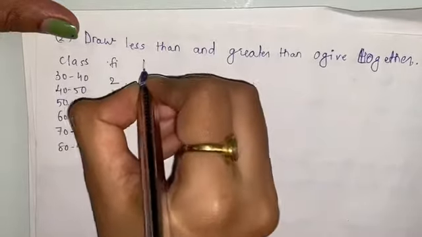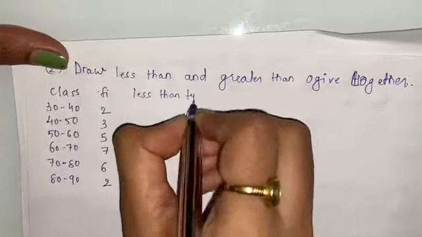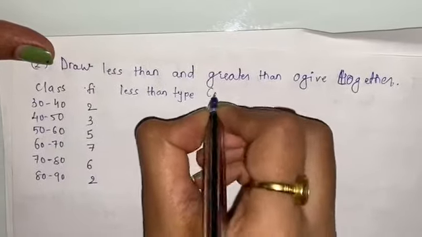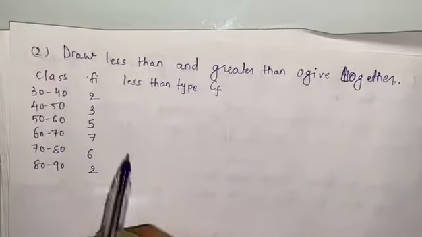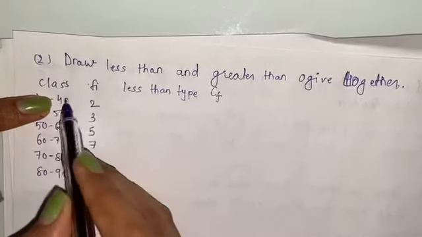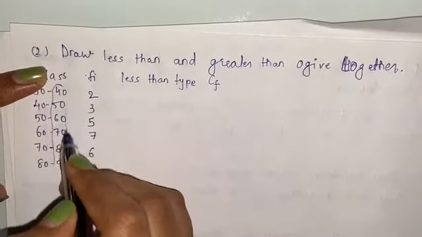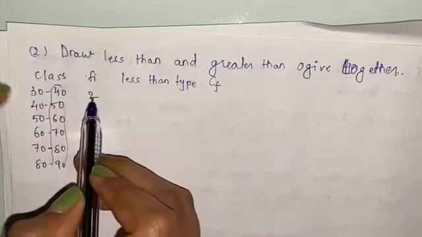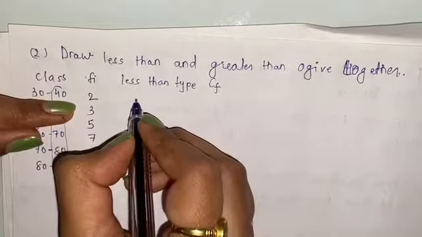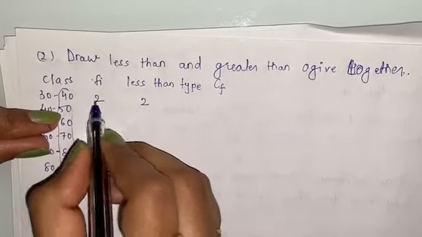Now you have to draw the less than type and its cumulative frequency. First of all, I will find the less than type. Less than 30, nothing is there. You have to start with less than 40, and for less than, as I have said before, we will use this column. So less than 40, we have 2. So over here it will be 2. Less than 50, 3 plus 2.